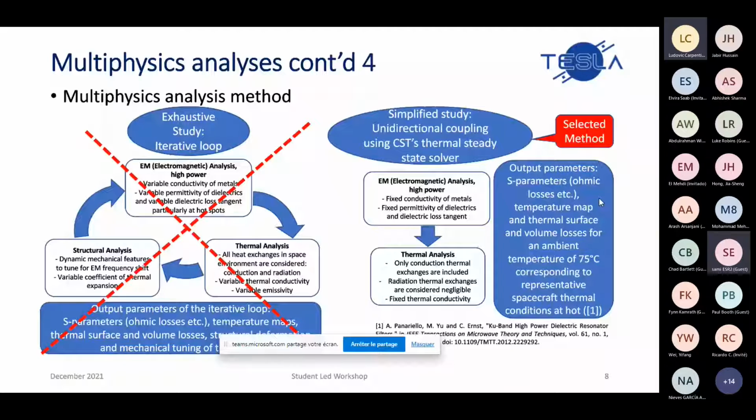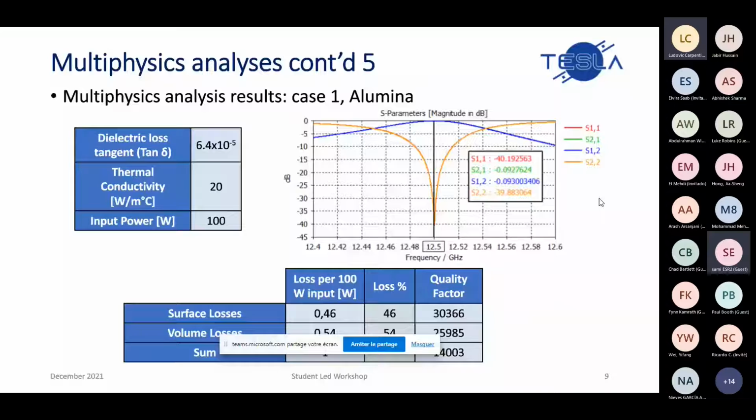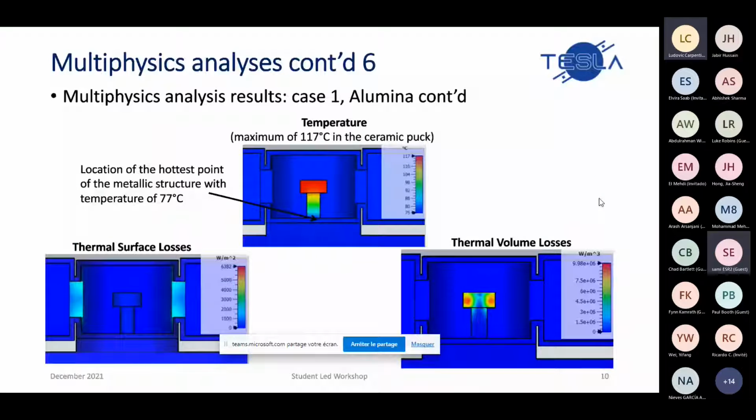So with the first example, we can see that this example actually corresponds to the alumina that has a very low loss and also low thermal conductivity. We can see that only 1% of the power is lost within the structure, and 54% of this power is lost in the volume, in what we call volume losses, which are actually here the dielectric materials. So the two pieces of ceramics that we saw earlier in the model. So here we can see that in this case, the maximum temperature is in the dielectric part, and it reached 117 degrees Celsius, while the hottest point in the metallic cavity reaches 77 degrees Celsius.